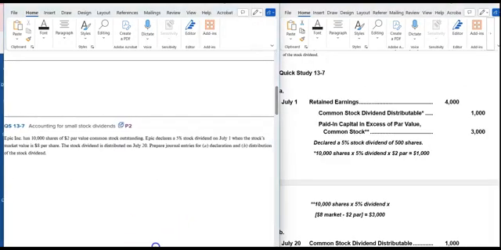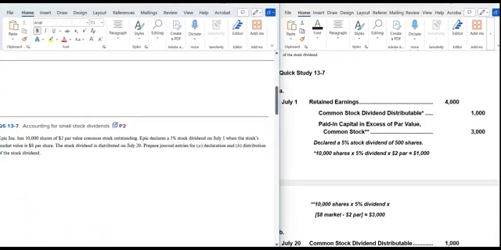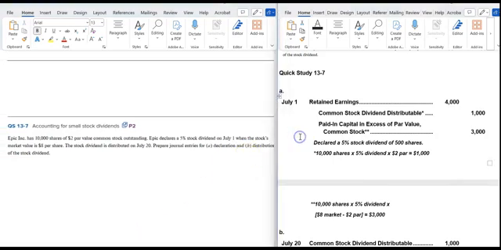All right, now let's take a look at a stock dividend. Right, corporations can issue a dividend a couple different ways. They can issue a cash dividend, or they can issue a stock dividend. In a stock dividend, they're distributing additional shares of stock out to the shareholders. So let's assume that Epic has 10,000 shares of $2 par value common stock outstanding. They have declared a 5% stock dividend on July 1st when the stock's market value is $8 per share. It will be distributed on July 20th. We're going to prepare journal entries for the declaration and distribution dates of the stock.